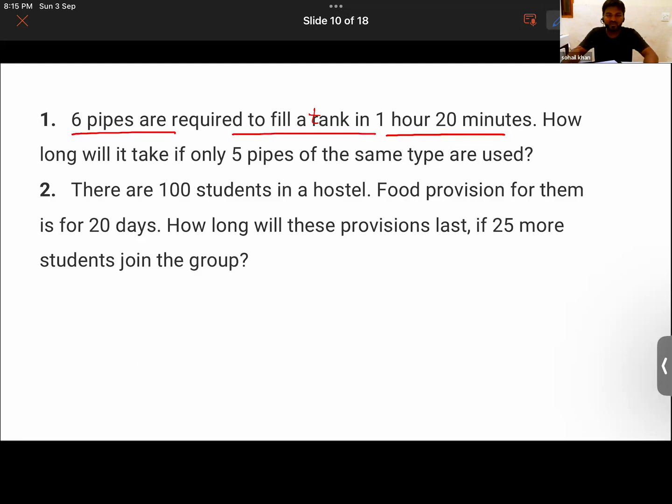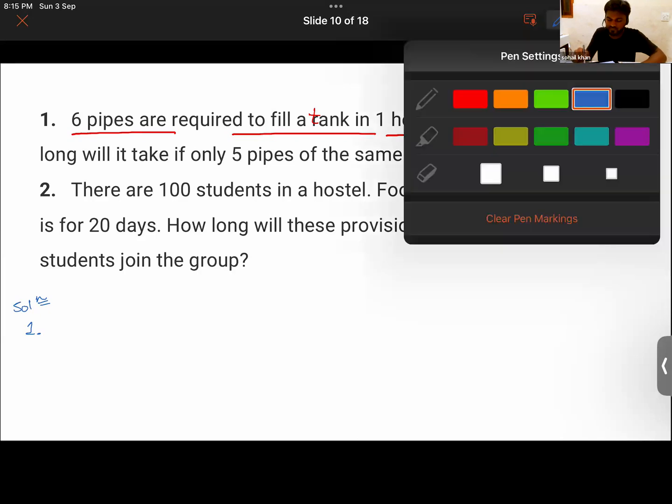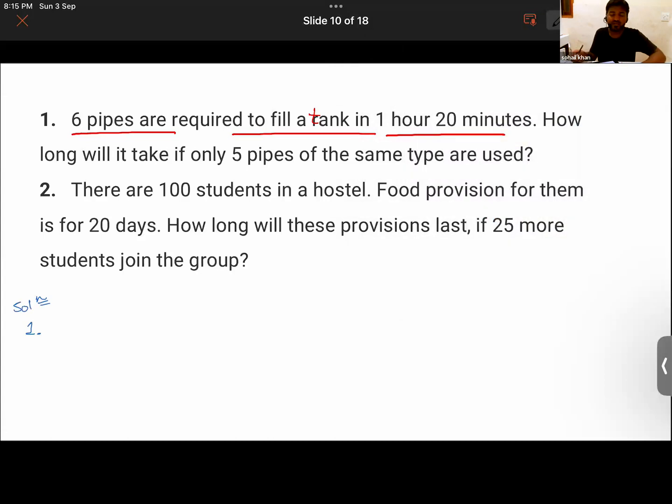Yes, Ahmed, solve the first question. Sir, how to know if the 80 minutes, that is 1 hour 20 minutes, will come above and the 6 will come below? How to know what should come above and below? No need to get confused in that.